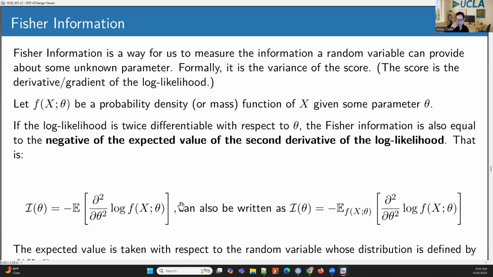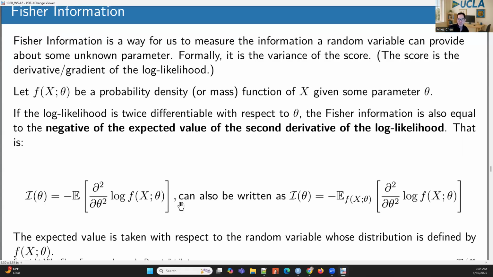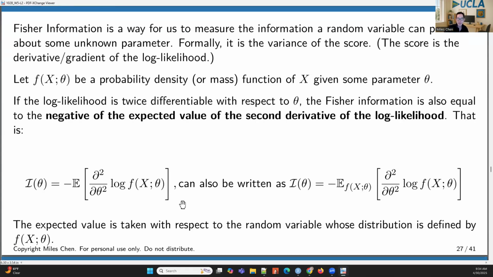So there are different definitions for the Fisher information. But we can think of the Fisher information as a way to measure the information a random variable can provide about some unknown parameter. The formal definition of the Fisher information is that it is the variance of the score, and the score is the derivative or the gradient of the log likelihood.